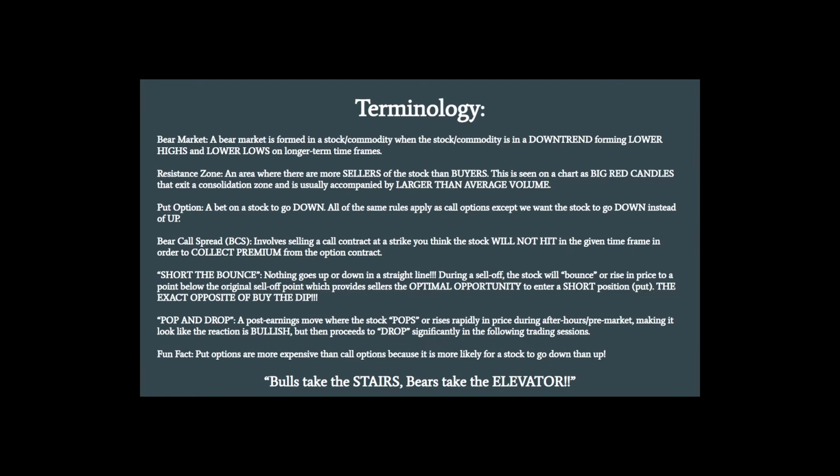Resistance zone. You hear me say this a lot if you're a member of this group. What does that mean? If a stock is in a resistance zone, that's an area where there are more sellers of the stock than buyers. This is seen on a chart as big red candles that exit a consolidation zone and is usually accompanied by larger than average volume, right? Because when sellers sell the stock, they come in numbers, okay? There's always larger volume than the buying side. So keep an eye out for the large red volume candles.